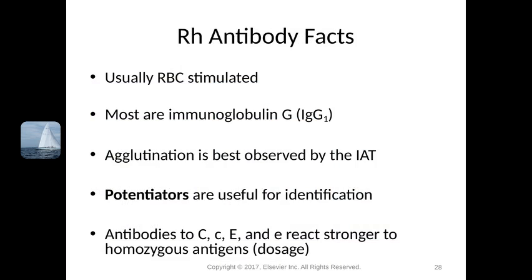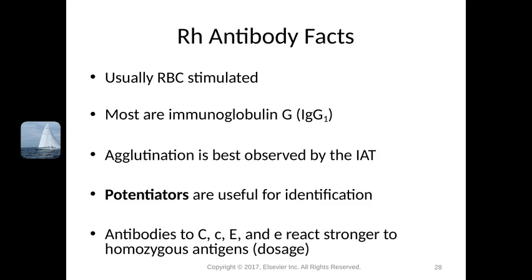So Rh antibody is usually red cell stimulated. Most are immunoglobulin G or IgG. We will see the agglutination in the indirect antiglobulin phase, and potentiators are useful for identification. So typically speaking, we use LISS in the laboratory. Can't forget to add that. It's important because you could miss a weak antibody expression if you don't add the potentiator to get those cells closer together.